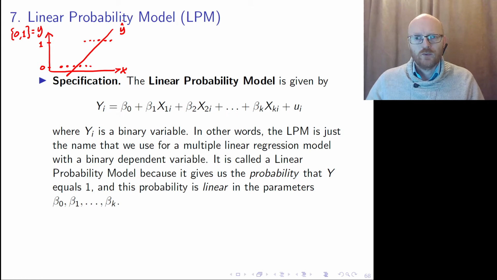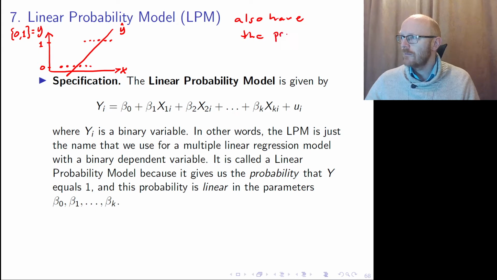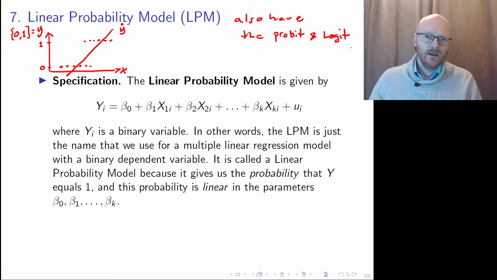So we have the linear probability model, but we also have the probit and logit models to estimate probabilities. And the probit and logit models, they are nonlinear models, and they are somewhat more complex, especially when you deal with the explanation of changes in the x compared to changes in the y. So that's why the linear probability model is a very good place to start.